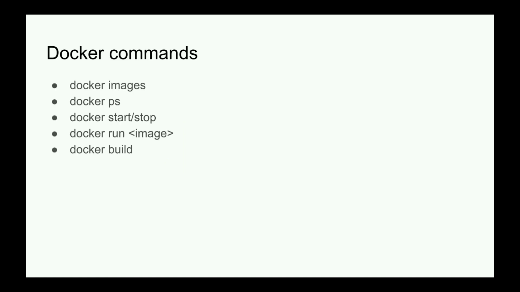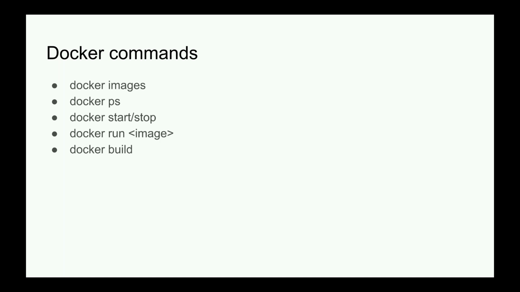Moving on, next we have Docker commands. These are some basic commands which we are going to use. So the first one is docker images. If you want to list out all the images you have in your local instance, you can use docker images. And docker ps is for listing all the running containers in your local environment, which you can see through docker ps.